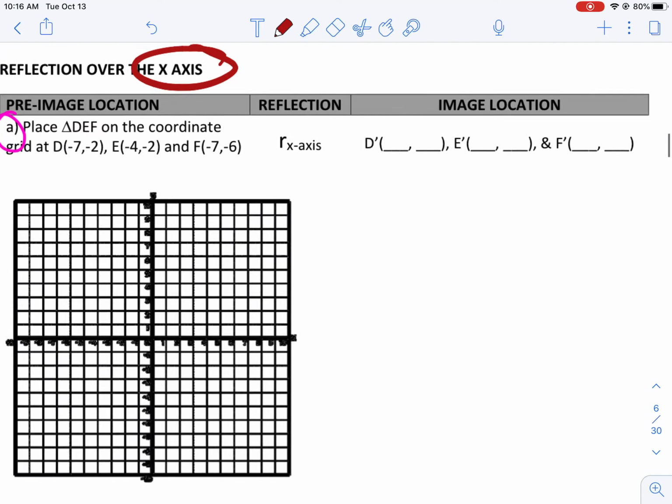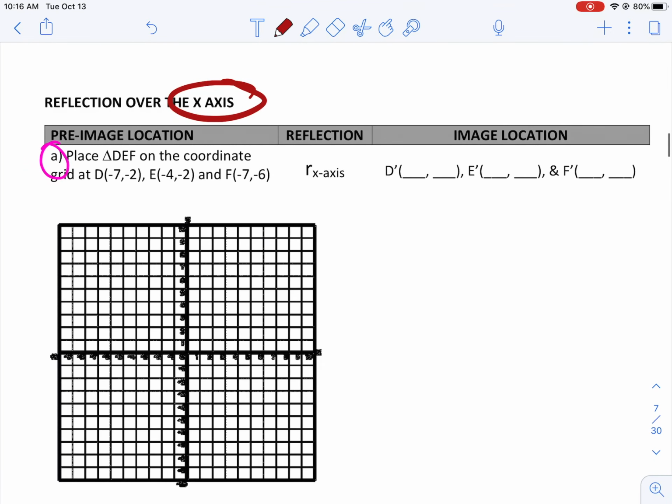So I'm going to start by plotting these points. D, and again, we're on page 6 now, is negative 7, negative 2. E is negative 4, negative 2, and F is negative 7, negative 2. Oh, hold on, got to label our points as we go.